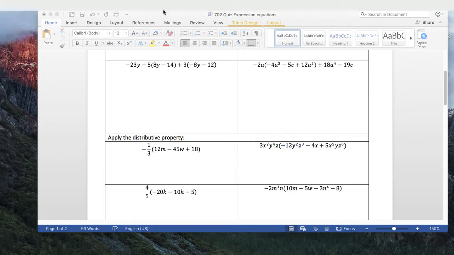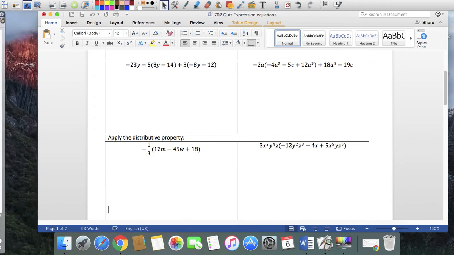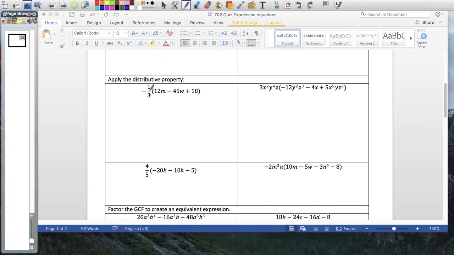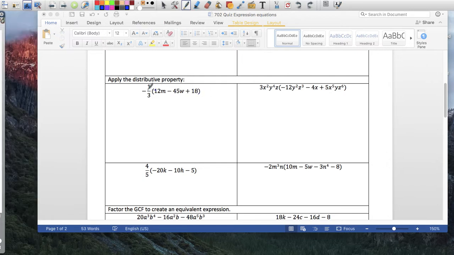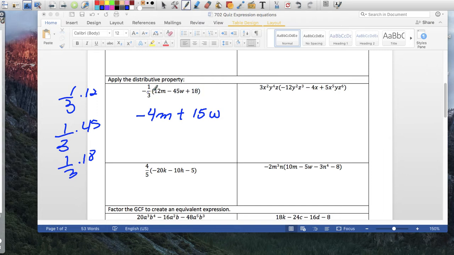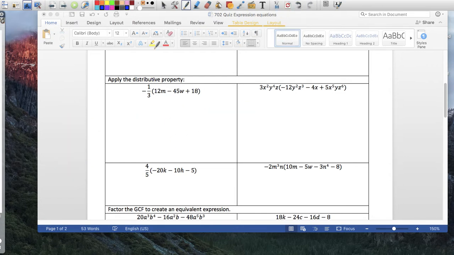Apply the distributive property. So basically you're dividing everything by 3, right? So it's 1/3 times 12. Think about it. It's 1/3 times 12, 1/3 times 45, 1/3 times 18, right? So it really means 12 divided by 3, 45 divided by 3, 18 divided by 3. So the first one is negative. 12 divided by 3 is 4m. Second one is negative and a negative. It's going to be positive. 45 divided by 3 is 15w. Last one is negative and a positive, so it's negative, and 18 divided by 3 is 6. Ta-da! Finished. Now let me do the one at the bottom here.